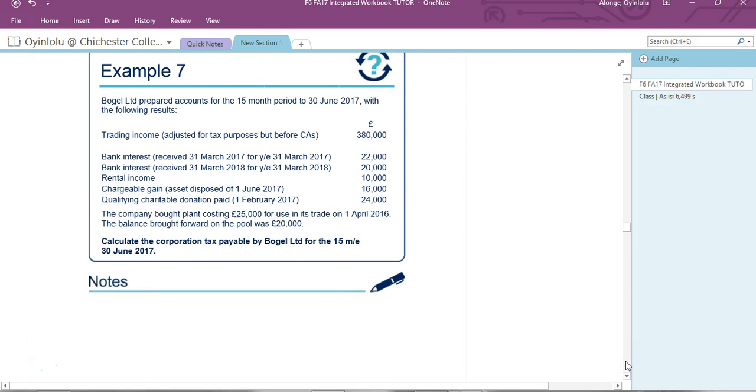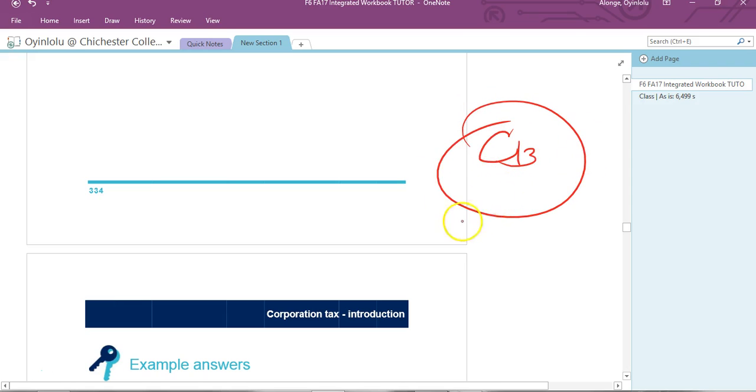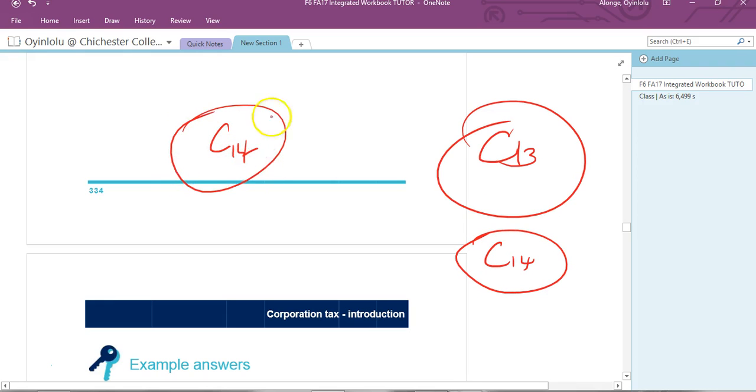Please go through example 7. I think I asked you to do that for homework, and that brings us nicely to the end of chapter 13. Cool, great stuff. Chapter 14 is on something else, but chapter 15 takes us into losses. Okay, great. See you there.